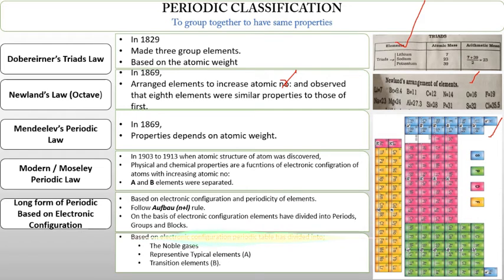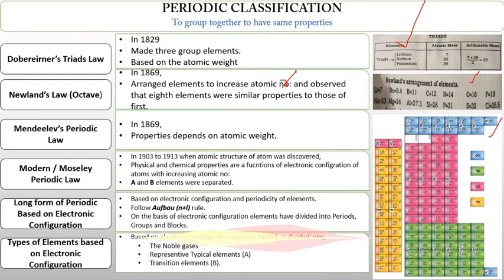Now in these periods, groups and blocks are made, and some details remain. Now finally, the types of elements based on electronic configuration. It means how many types of elements are in the periodic table.